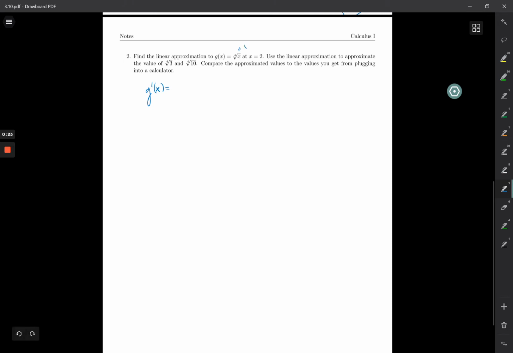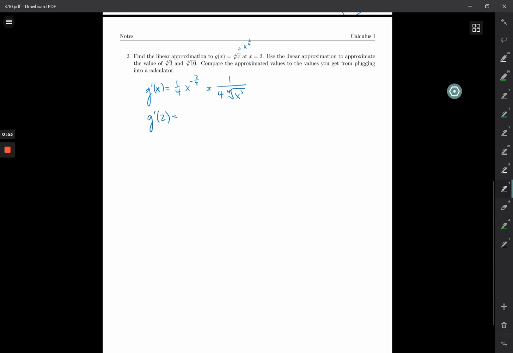So I can rewrite this as x to the 1/4. So the derivative is going to be 1/4 x to the minus 3/4. And then if I want to rewrite this without the negative exponent, it would be 1/4, and that 3/4 will become a fourth root of x cubed, right? And so we want to evaluate this at 2.